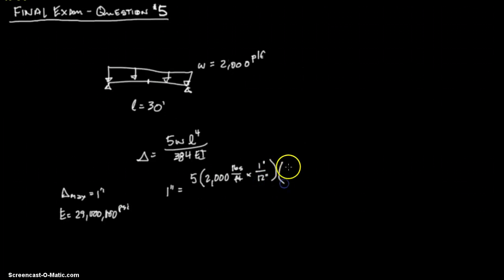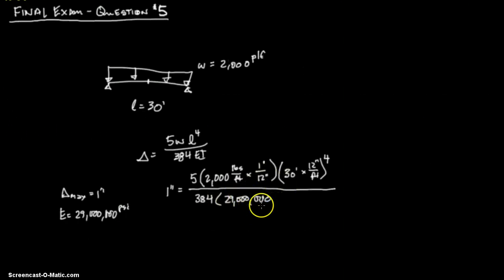So that's in inches now, and now pounds and inches, that's what we want. Then L is 30 foot, we're going to change that into inches, 12 inches per foot. And that's to the 4th. And 384, and 29,000, 29 million. I will often say 29,000 because I'm used to KSI, but it's the same. And then I, we need to solve for I. And we're going to say I min.